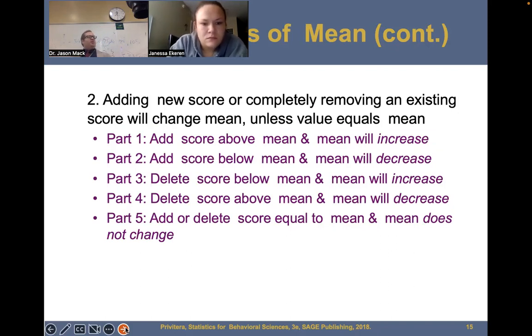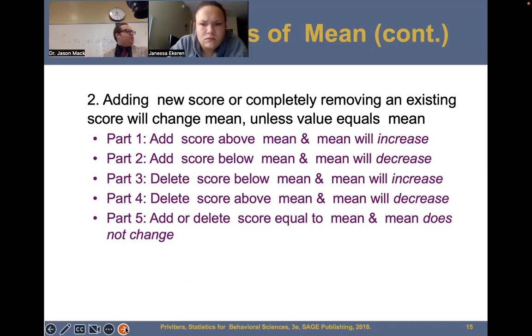Add a score above the mean, it increases. Add a score below the mean, it decreases. All we're talking about now is the average of all the numbers. If the new score is an additional score above the mean, it increases. You add a score below the mean, it will decrease. So an extra score will pull the mean up or down. Makes sense because outliers affect the mean.